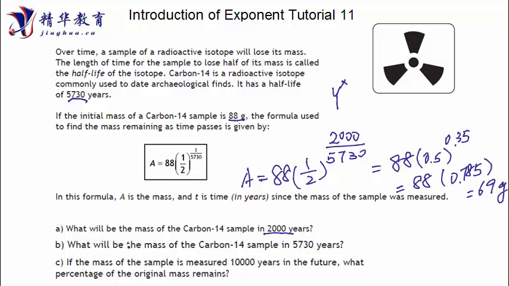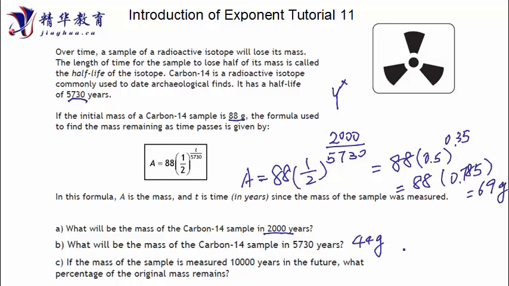The B, what will be the mass of the carbon-14 sample in 5,730 years? Hey, that is the half-life, isn't it? So one half-life later means exactly 5,730 years. It just becomes half. So 88 grams becomes half, which is 44 grams. Done. We don't even need to calculate this.